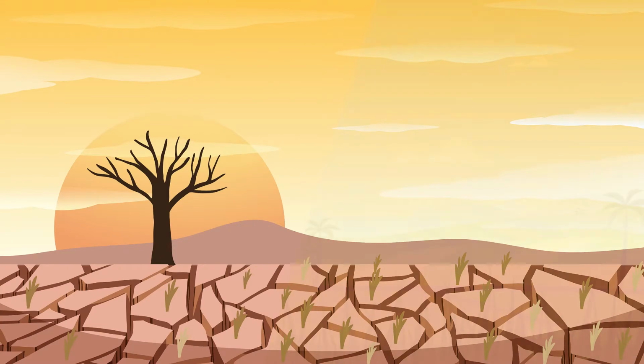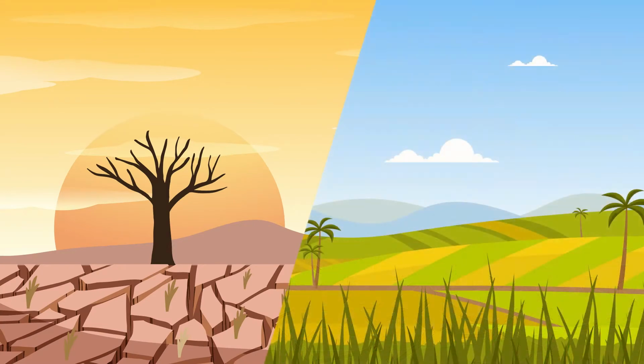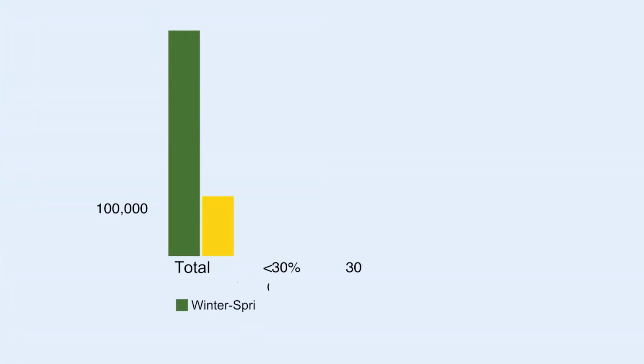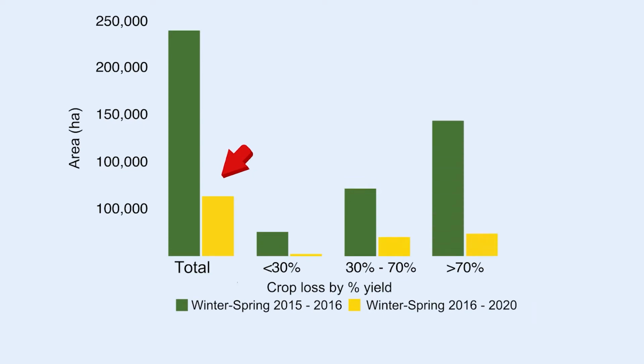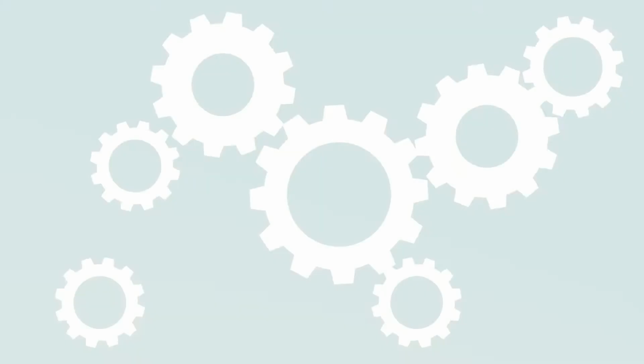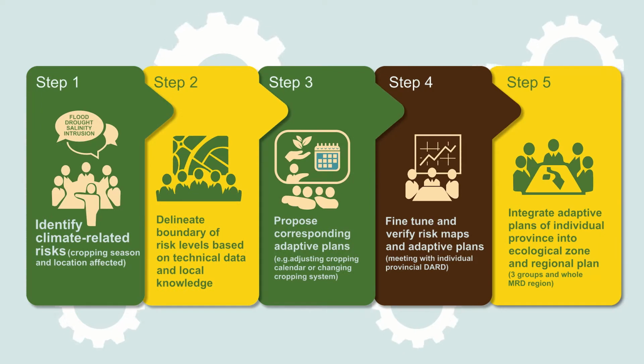By applying the CSMAP, 100,000 hectares of rice were planted earlier than the normal schedule to avoid salinity intrusion that leads to crop loss. CSMAP is a 5-step process.